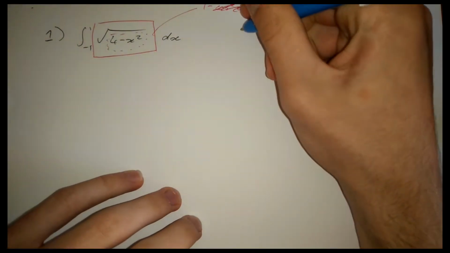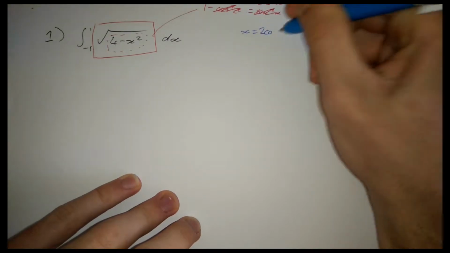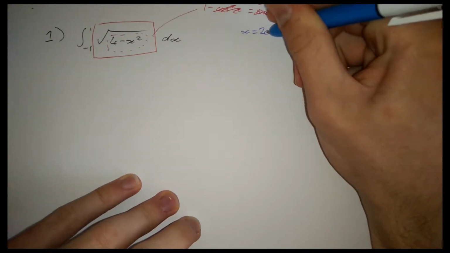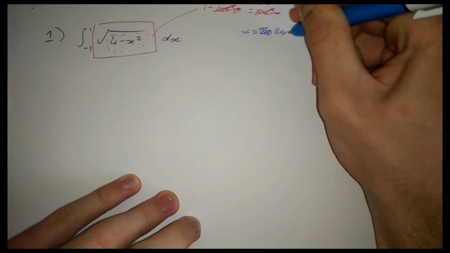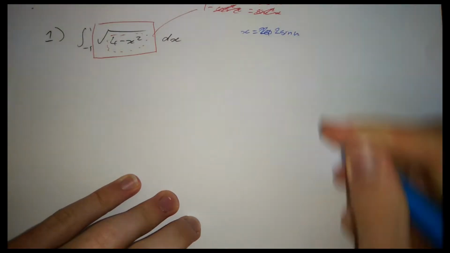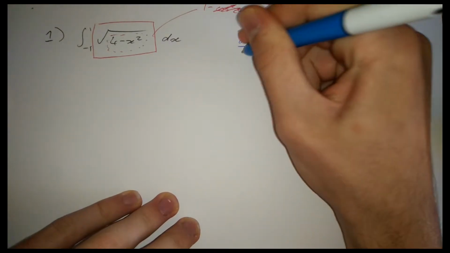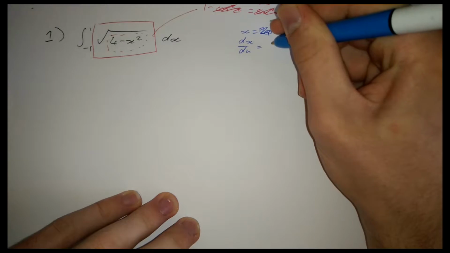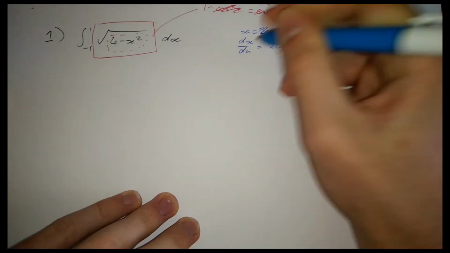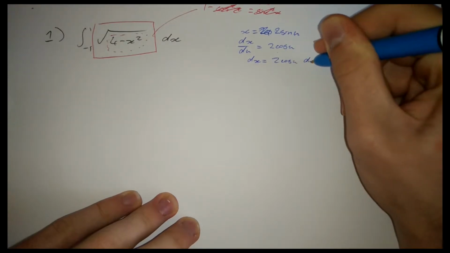Okay, so what we'd do is we'd have x equals 2 sine u, right? Then we differentiate that. So dx/du equals 2 cos u, hence dx equals 2 cos u du.